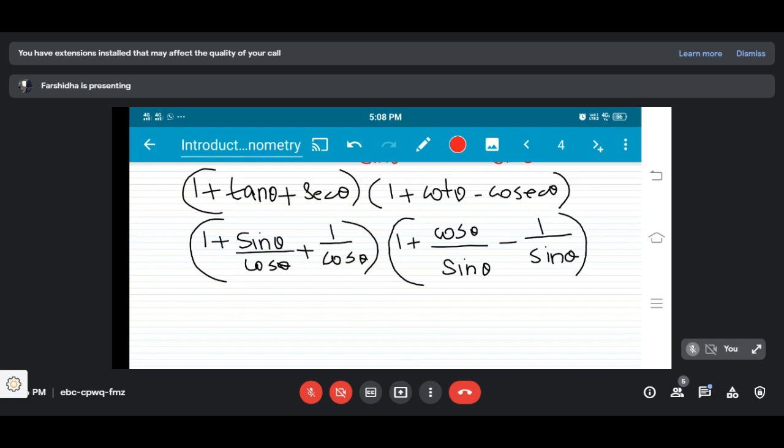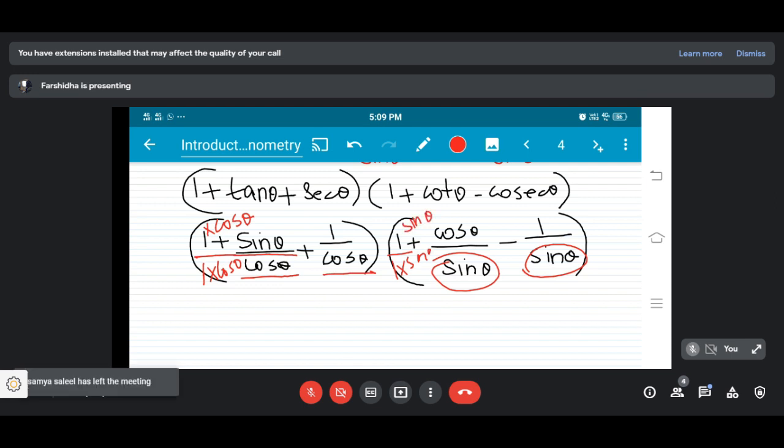So I'm making the denominators the same. Here you can see cos theta, cos theta. Here also I'm making it cos theta, so into cos theta, and the numerator also into cos theta. Same way here, you can see sin, sin. I need to make it sin here also, so into sin theta, and the numerator also into sin theta.